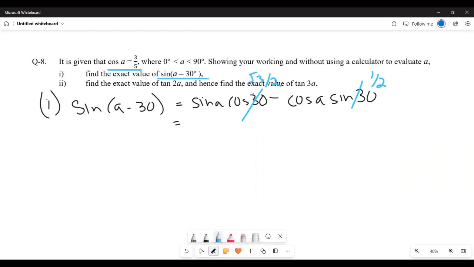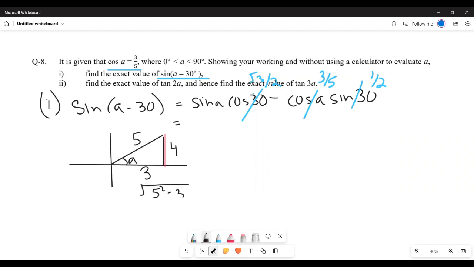All right. Now what about sine A and cos A? Cos A already we know is 3 by 5. What about sine A? If cos A is 3 by 5 and we know A is in the first quadrant because it's between 0 and 90, then we can draw A here, and from Pythagoras theorem, this is going to be 4. Square root of 5 squared minus 3 squared, which is 4.